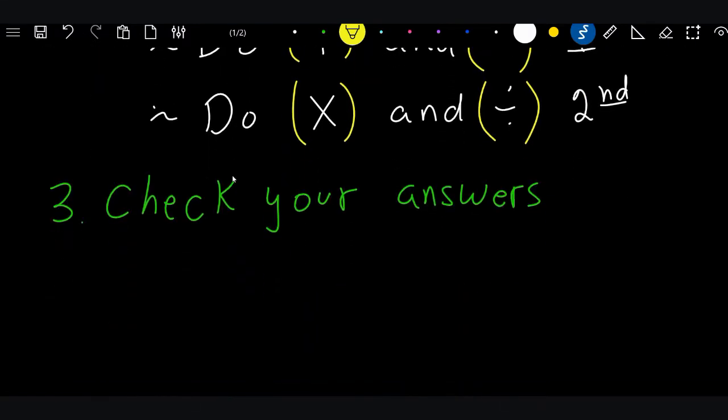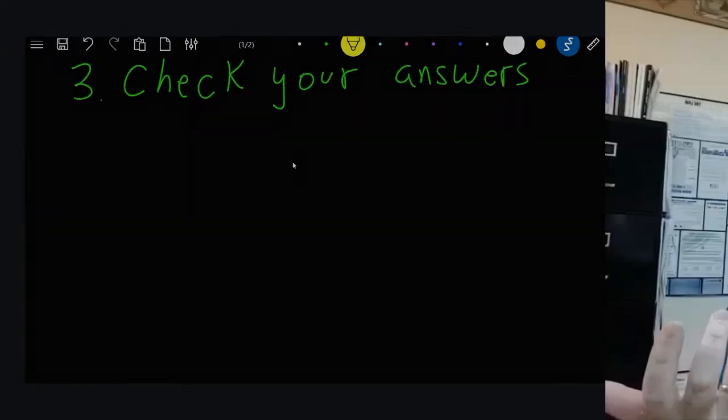And then the last step in the linear equation would be to check your answers. We want to check our answers. All right, so I'm going to keep coming back up to that. So let's go ahead and try to solve one of these. If you will, you can look on page number 55. And we're going to do this one.